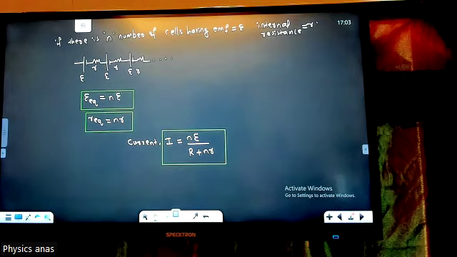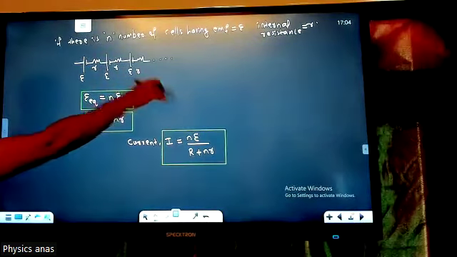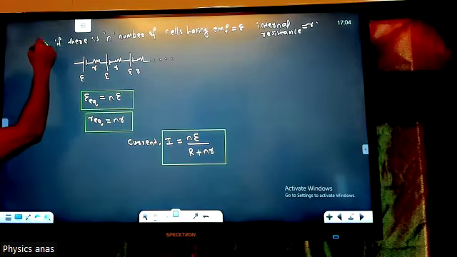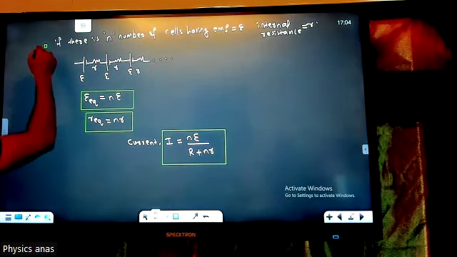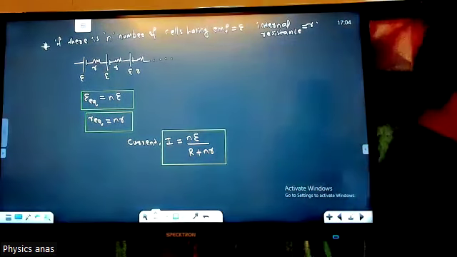Take this note. If there are n number of cells having EMF equal to E, internal resistance equal to R, then the case will be like this.